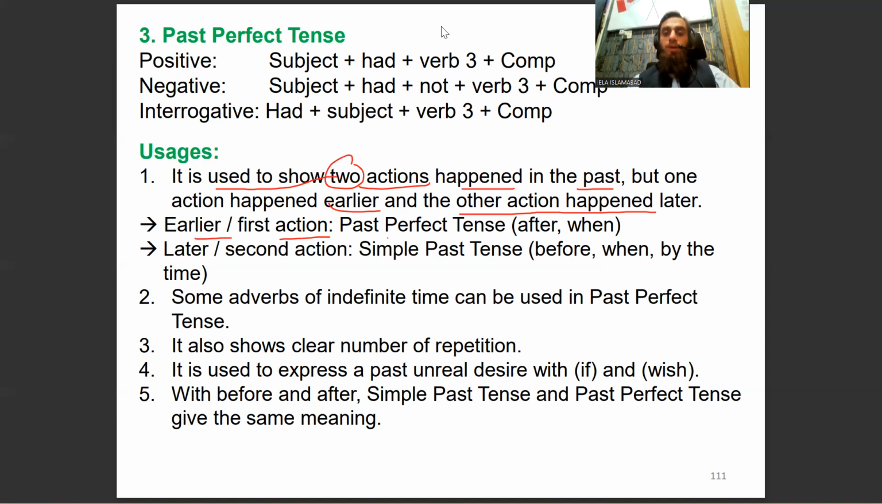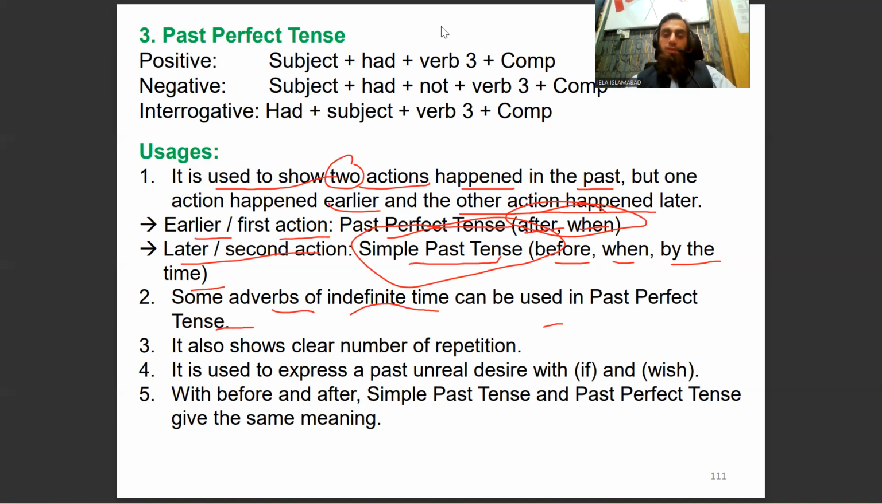Earlier, first action, past perfect tense after when. Like you can match or mix with this after and when. Later, second action, simple past tense before when, by the time, right? So the next part will be in the past indefinite tense. Some adverbs of indefinite time can be used in past perfect tense, like usually, sometimes, often, mostly. It also shows a clear number of repetition. Past perfect tense shows a clear number of repetition, not unclear.